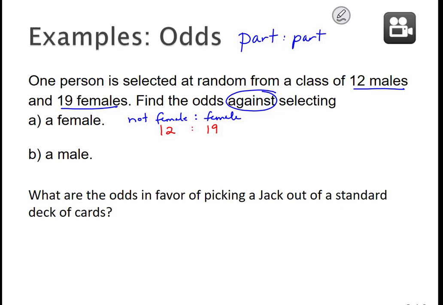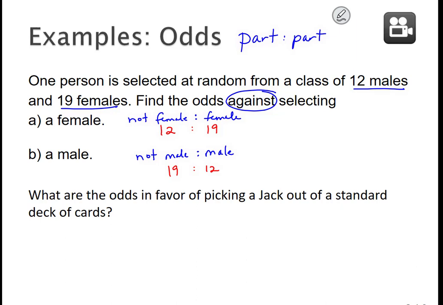Similarly, for part B, the odds against selecting a male, we start with not male, because the odds were against. You're starting with the ones who are not what you're looking for, and then colon, the ones that are male. So again, if you look back at our data, how many were not male? Well, that would have been the 19 females, and how many are male? 12. So this ends up being the same ratio, but flipped around, so 19 to 12. Remember, we don't write them as a fraction because neither one of those numbers is the total. In fact, if we add them together, that's when we get the total.